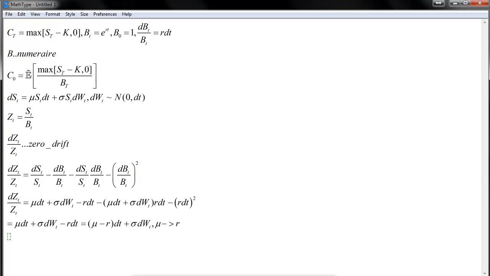We now need to transform the drift in the S process, the process of the stock, in order to make it risk neutral. This is done by the so-called Girsanov theorem and the change of measure.